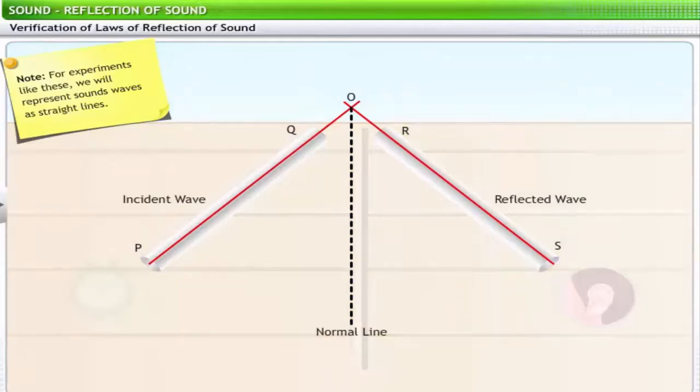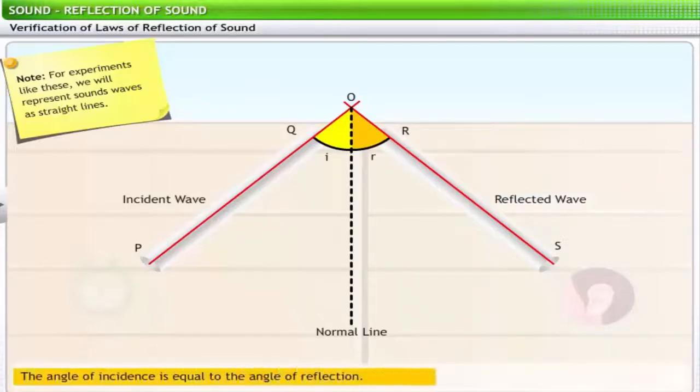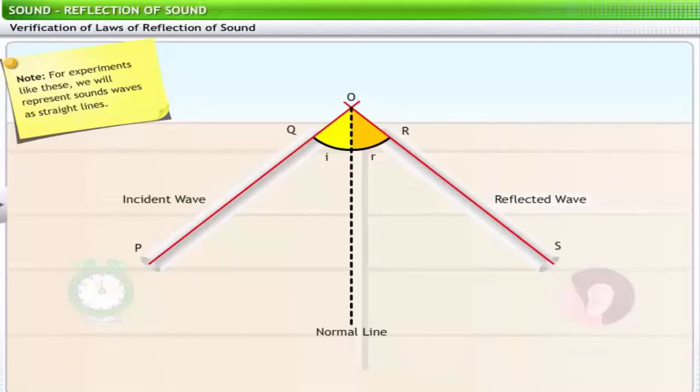Let's now measure the angle between the axis of the pipe PQ and the normal to the wall at the point O. This is the angle of incidence, I, for the incident sound wave. Now, we'll measure the angle between the axis of the pipe RS and the normal to the wall at the point O. This is the angle of reflection, R, for the reflected sound wave. You can see that the angle of incidence is equal to the angle of reflection.